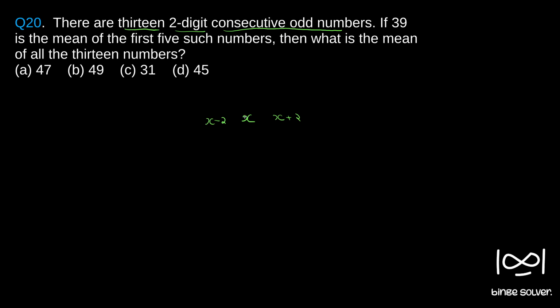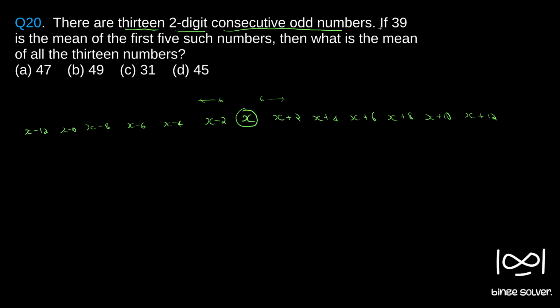So here we know that there are 13 numbers. So this is the middle number and there are 6 numbers to its right and 6 numbers to its left. So 6 plus 6 is 12, and the middle number makes 13, so total 13 numbers. So x plus 2, x plus 4, x plus 6, x plus 8, x plus 10 and x plus 12, 6 numbers. And similarly 6 numbers to its left: x minus 4, x minus 6, x minus 8, x minus 10, x minus 12. So we have written down all the numbers.